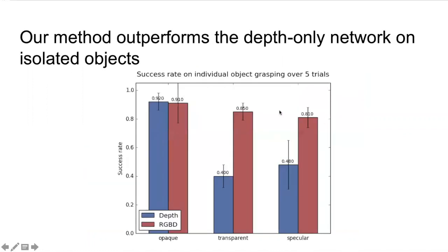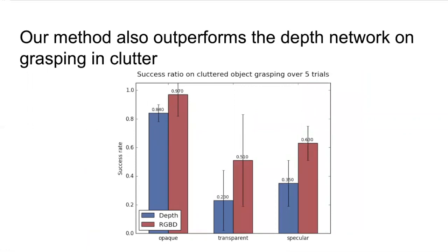On grasping isolated objects, our method achieves similar performance on grasping opaque objects. However, our method significantly outperforms the depth-based grasping network for grasping transparent and specular objects. Similar results are observed for grasping objects in clutter as well.